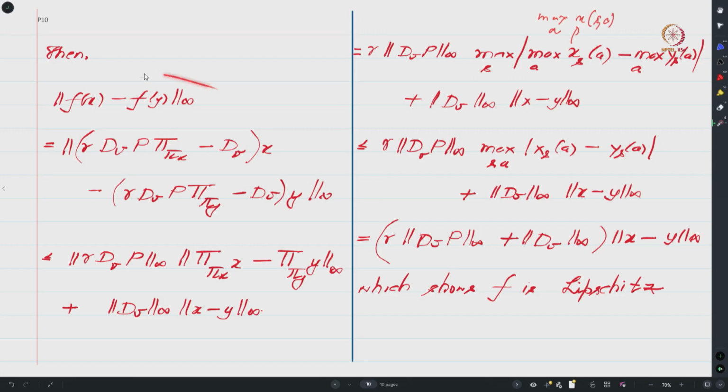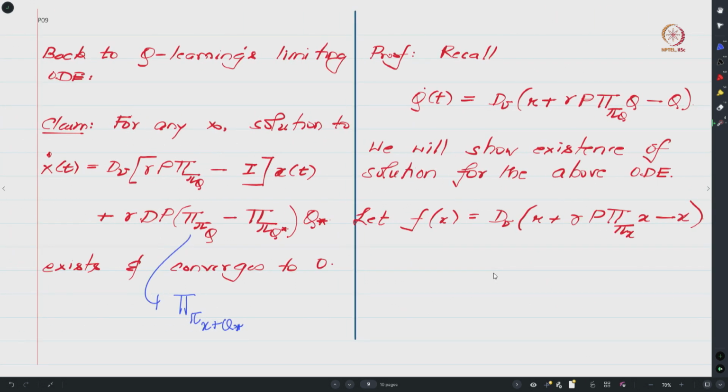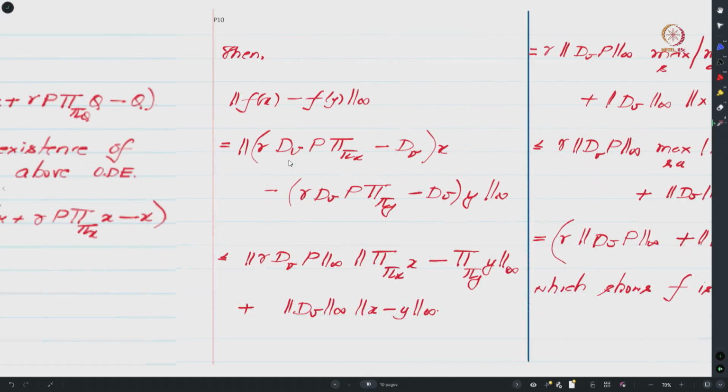So finally one can see that the L infinity norm of f x minus f y is upper bounded by some constant times the L infinity norm of x minus y, which can be used to finally conclude that this f function is Lipschitz continuous in the L infinity norm, which is good enough to show that the solution trajectories of this ODE exist and are unique. This ODE is obtained basically by taking a solution trajectory of this and subtracting q star. So that relation can then be used to conclude that the solution trajectories of this ODE also exist and are unique. So this brings us to the end of this class.